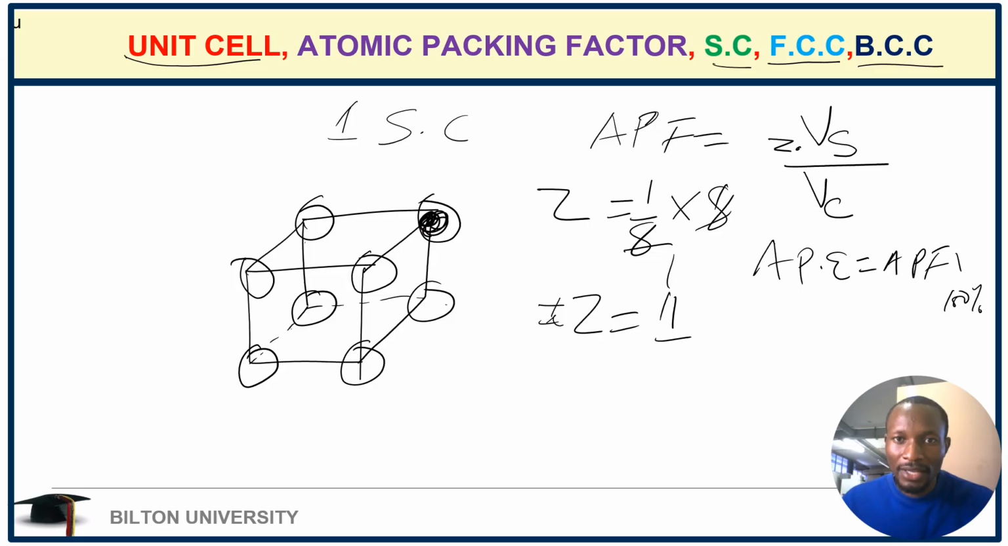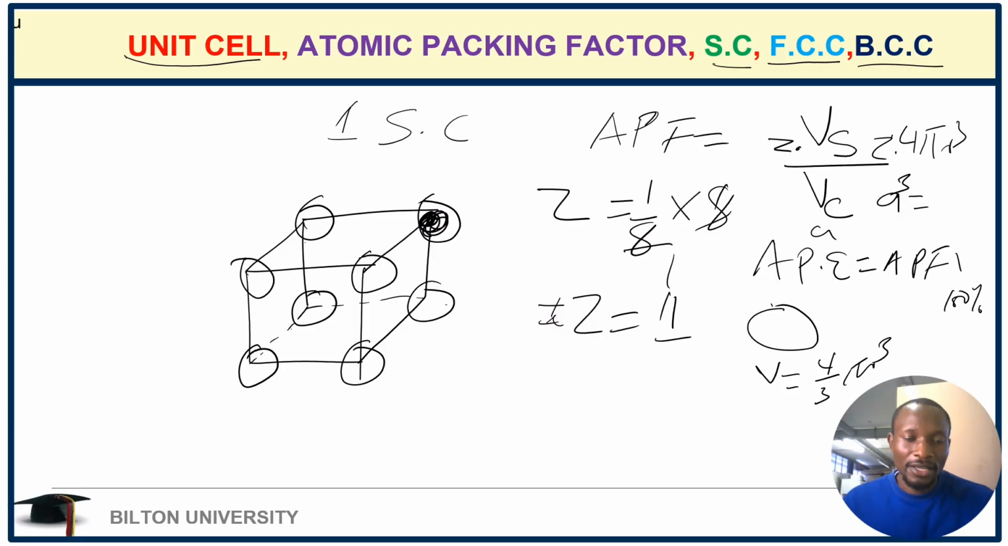Now we can look at the volume of the sphere. An atom can look like a sphere, and the volume of a sphere is given by 4/3 pi r cubed. So we can then say here we have 4/3 pi r cubed times 1, which is Z. The volume of the unit cell, VC, is given by a cubed, and then we have to ask ourselves what is a.